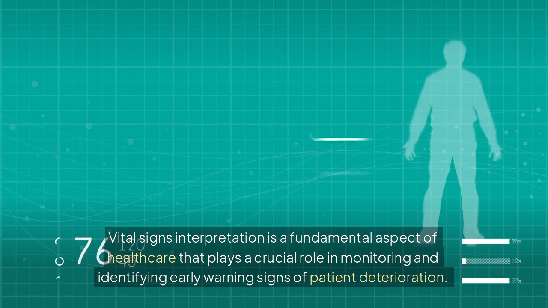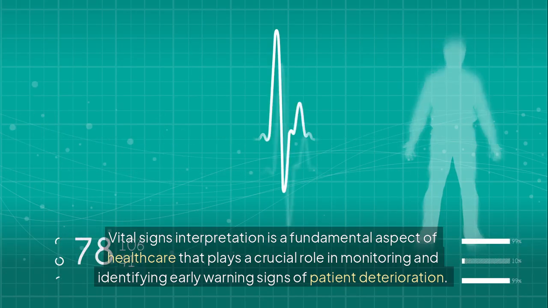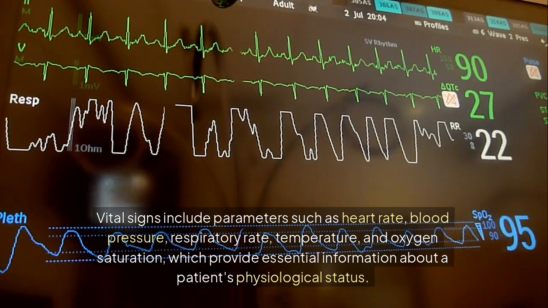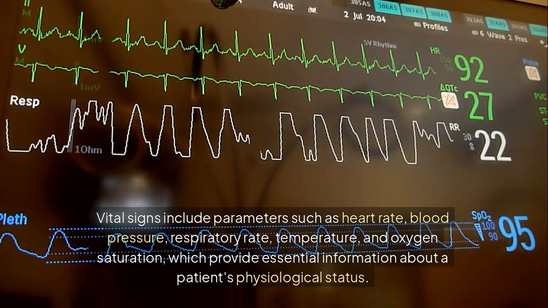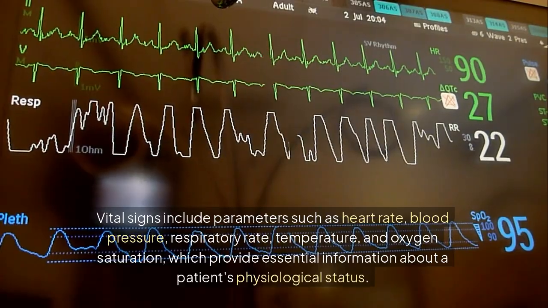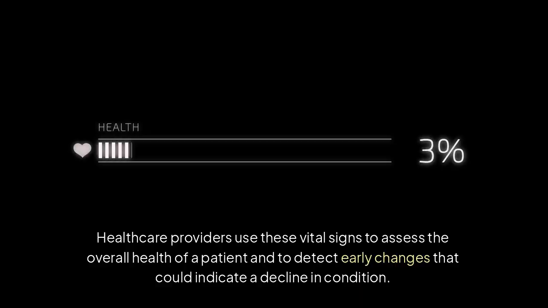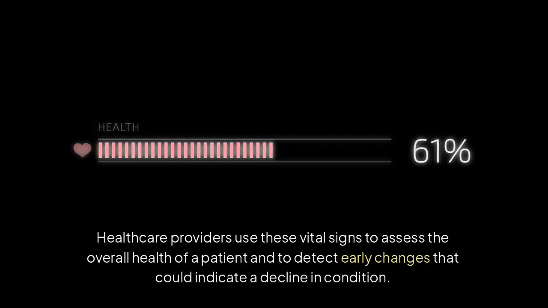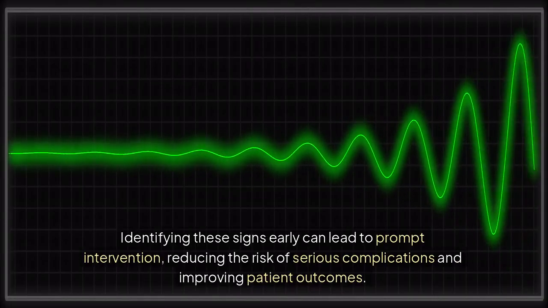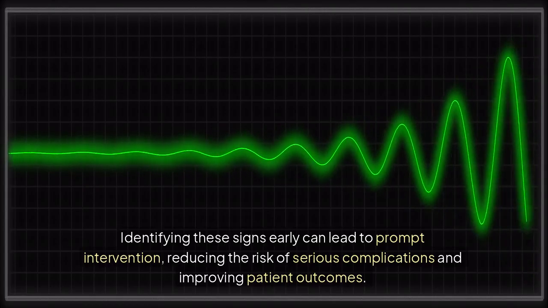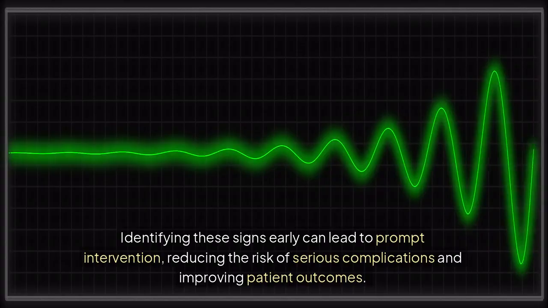Vital signs interpretation is a fundamental aspect of healthcare that plays a crucial role in monitoring and identifying early warning signs of patient deterioration. Vital signs include parameters such as heart rate, blood pressure, respiratory rate, temperature, and oxygen saturation, which provide essential information about a patient's physiological status. Healthcare providers use these vital signs to assess the overall health of a patient and to detect early changes that could indicate a decline in condition. Identifying these signs early can lead to prompt intervention, reducing the risk of serious complications and improving patient outcomes.